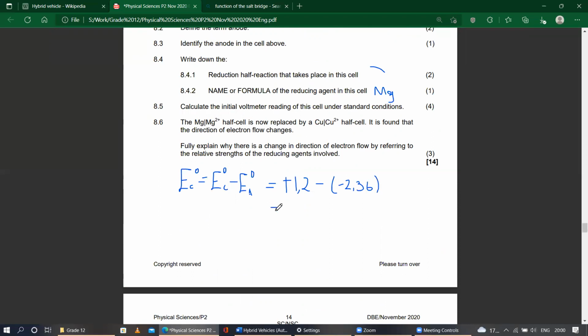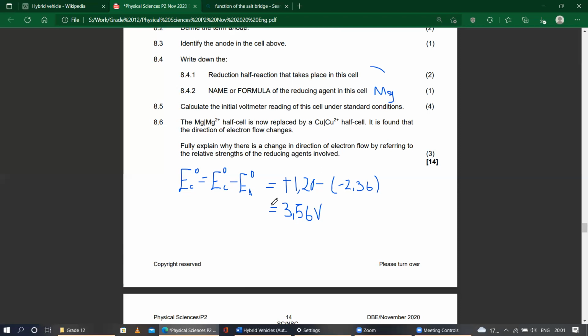So your answer is going to be 1.20 plus 2.36. Your answer is going to be 3.56 volts. So that's going to be the initial reading of the voltmeter.